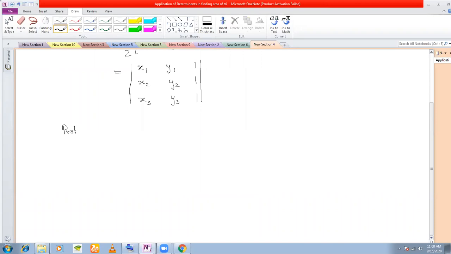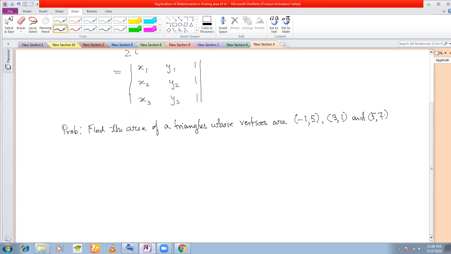First problem is: find the area of a triangle whose vertices are (-1, 5), (3, 1) and (5, 7). Okay, so this is a fairly simple problem. We shall do this problem with the help of determinants.